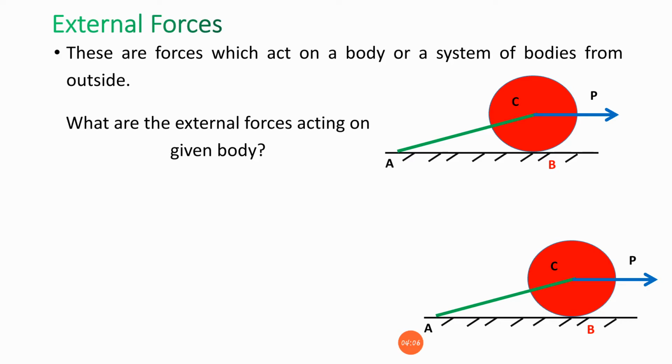Then the load P acts towards the right side. Because of this force, the body tries to move towards the right, along with the string. Because of this, AC and B are the internal system. Then the self weight acts in the downward direction. This is the second force on that body. And the next one is the reaction force coming from the horizontal plane.